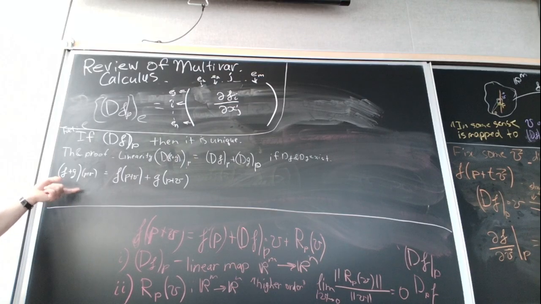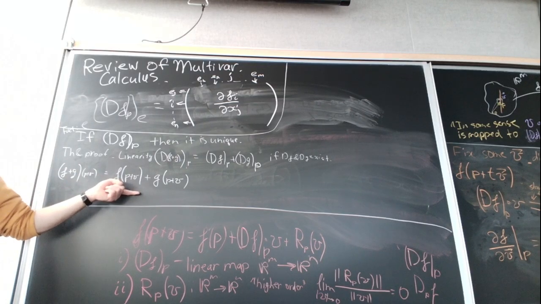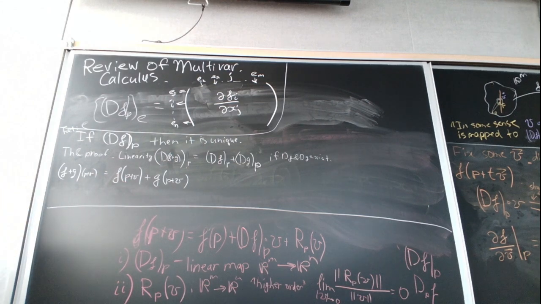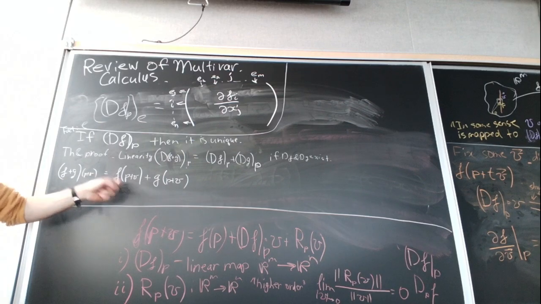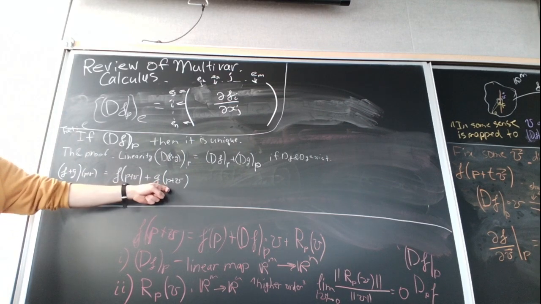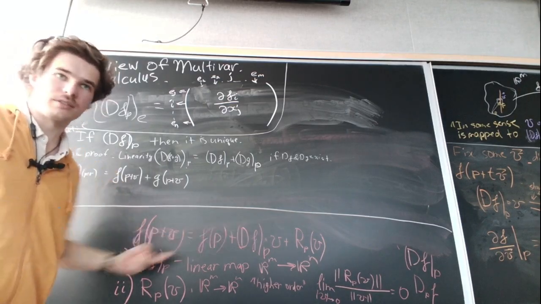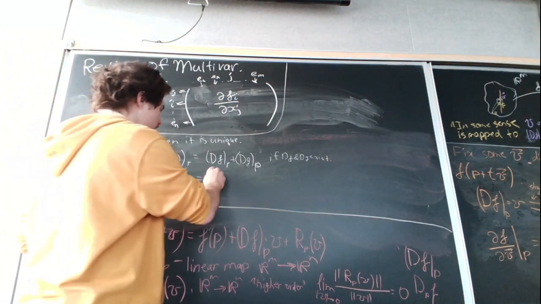Okay. So now what can I do here? I know that df and dg exist, so I can write each of these as well as the expression below, right? I know that by assumption the derivative here exists and the derivative here exists, meaning that I can write f of p plus v as something like this.